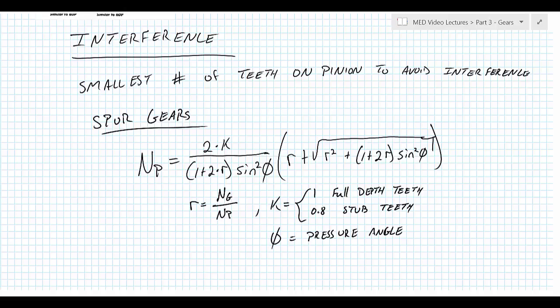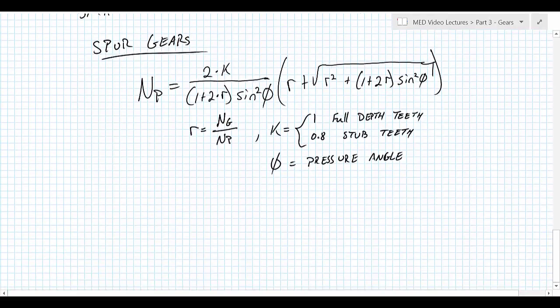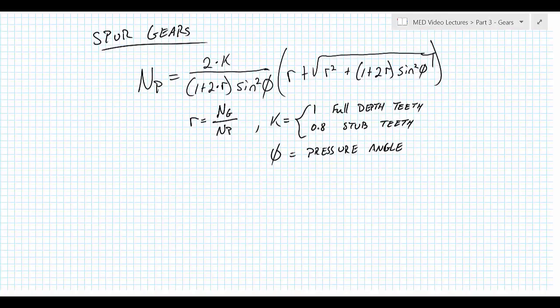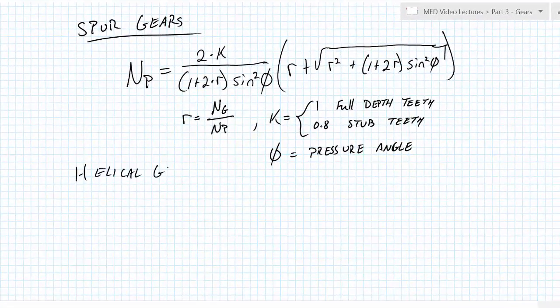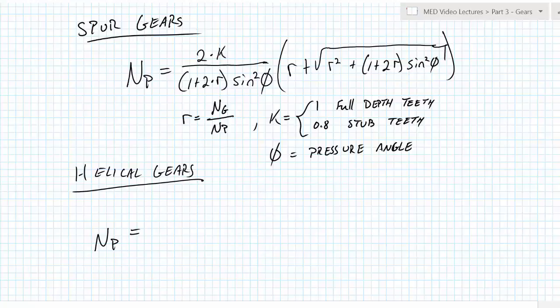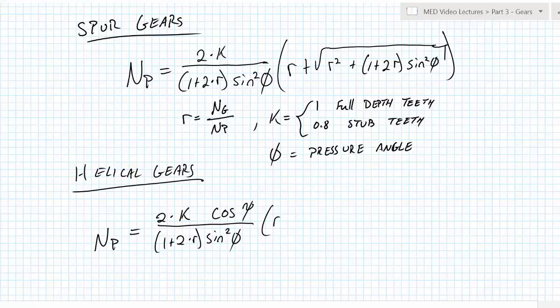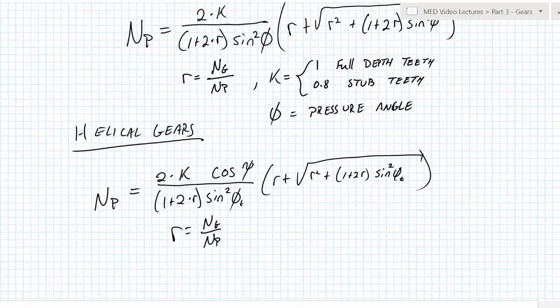Helical gears interact at a particular angle across their face as well. And so they have a slightly different minimum number of teeth. So for helical gears, the minimum number of teeth on the smaller gear, the pinion, is equal to, so this equation says that 2k, which k again is the full or stubbed teeth, multiplied times the cosine of the helical angle divided by 1 plus 2 times that ratio of the gear to the pinion times the sine of the tangential pressure angle is all multiplied times that ratio plus the square root of the ratio squared plus 1 plus that 2 times the ratio and the sine squared of that pressure angle, tangential pressure angle again.